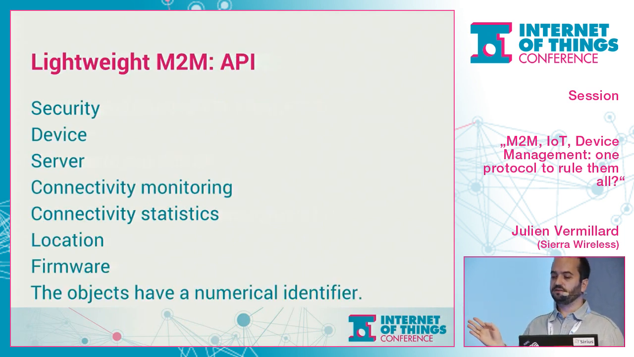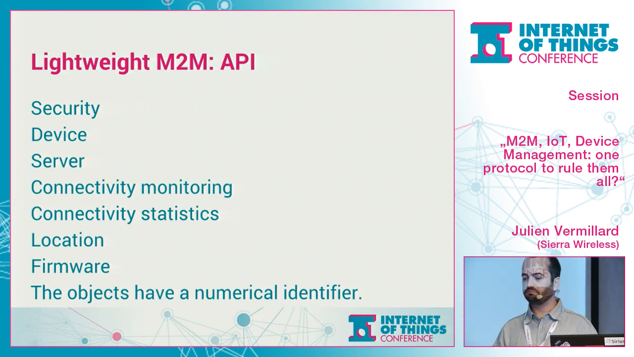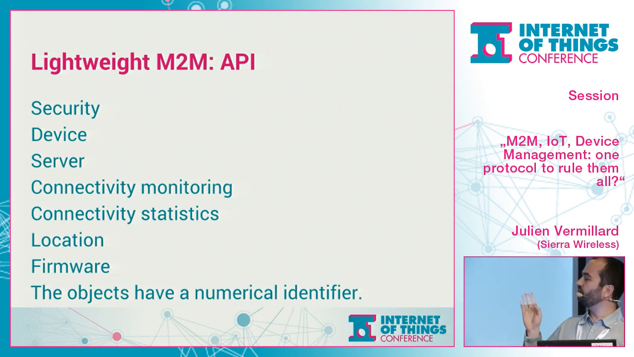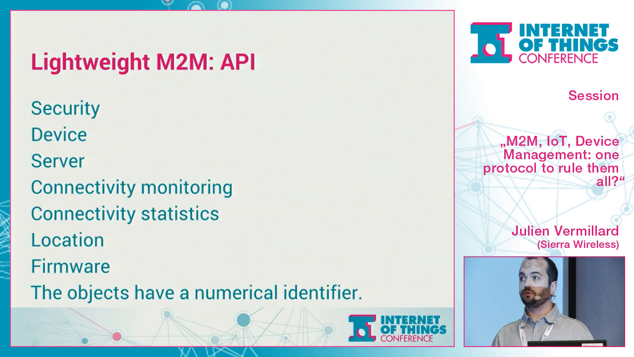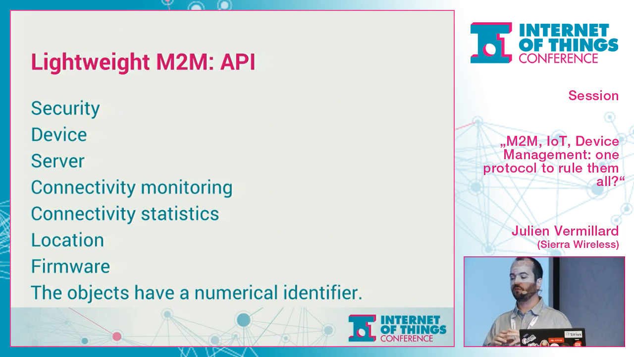So it's very straightforward. You have different objects on the device: security for changing the key, or server for the list of servers the device needs to connect to. You have a device object for the version and the manufacturer. You have connectivity monitoring, so you can know the signal level of your radio modules. You have statistics: how many bytes I sent, how many SMS I sent. The location, the GPS location, and you have an object for updating the firmware, for controlling the mechanism of firmware upgrade.